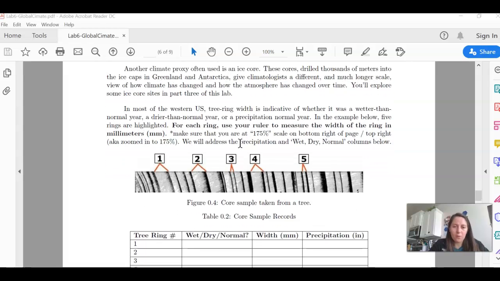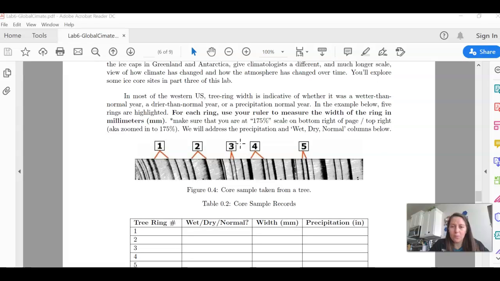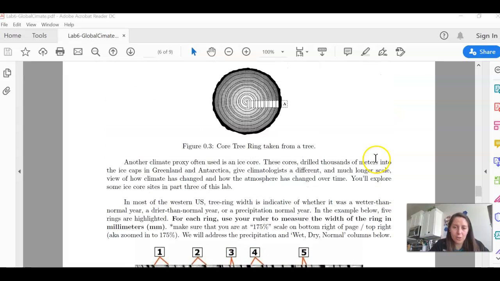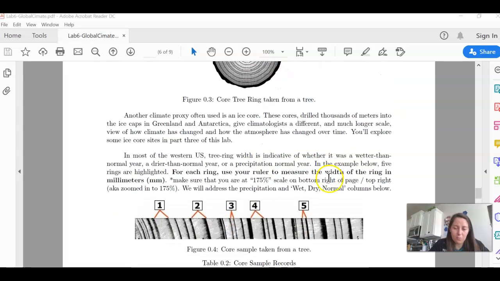Okay, so in most of the western United States, tree ring width is indicative of whether it was a wetter than normal year, a drier than normal year, or a precipitation normal year. In the example below, 5 rings are highlighted. So if this were, for example, the ring they took from here, this is what it would be if it was zoomed in.